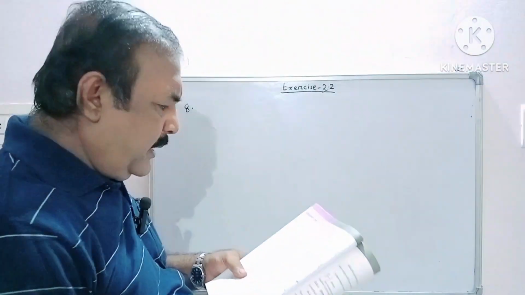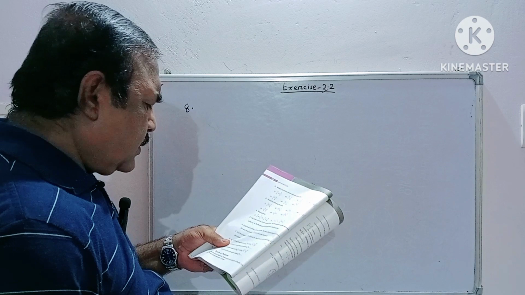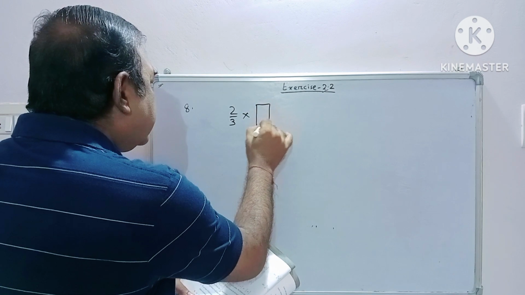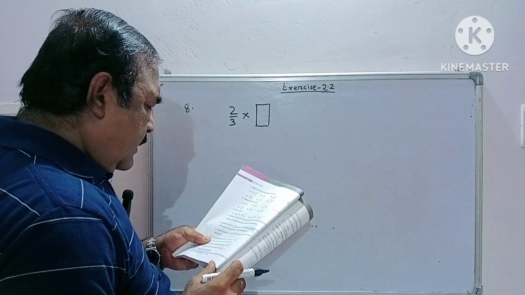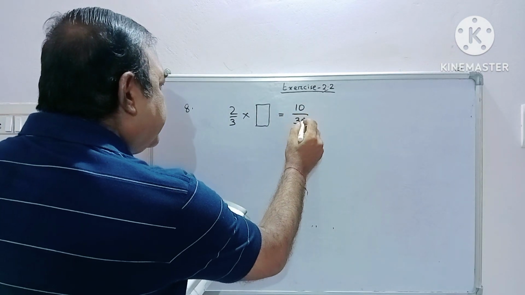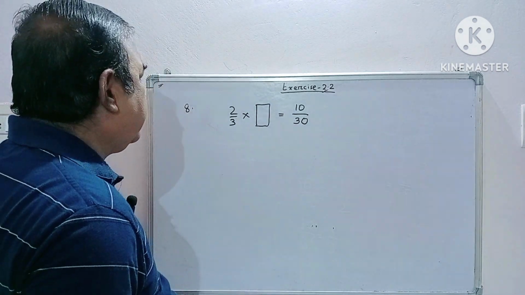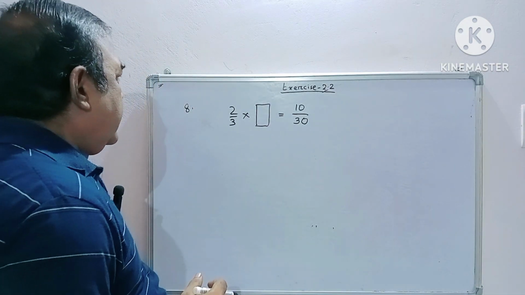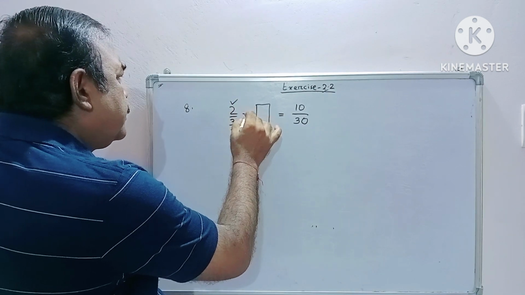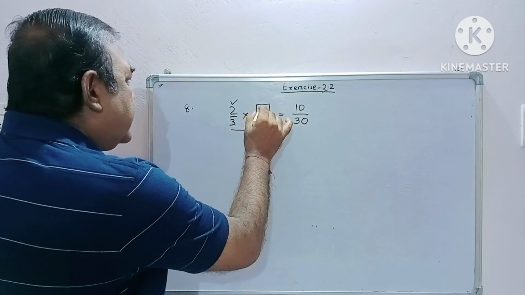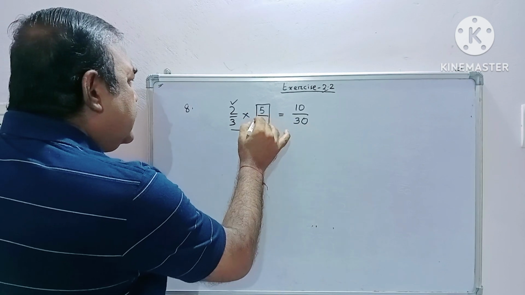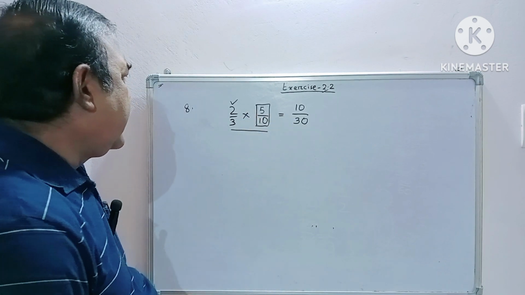So let us move to question number 8. Provide the number in the box such that 2 upon 3 into the box, what number we have to multiply to 2 upon 3 to get 10 upon 30. So this is the question, provide the number in the box. So we may do like this. Here it is the numerator, and in the case of multiplication, 2 into dash is equal to 10. So that is 5. 3 into 10 is equal to 30. So this is 5 upon 10. You may write like this.